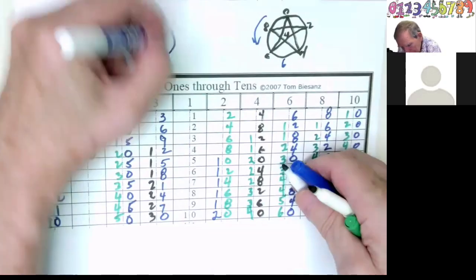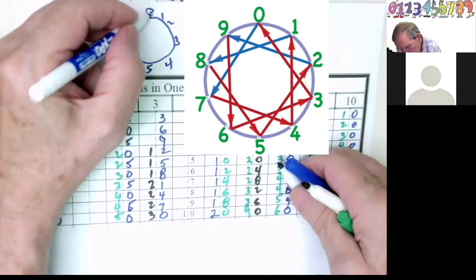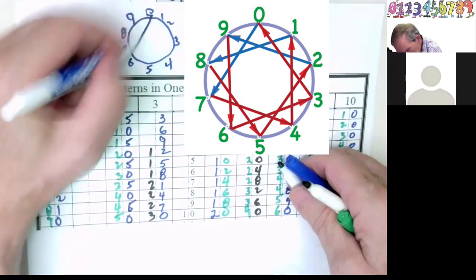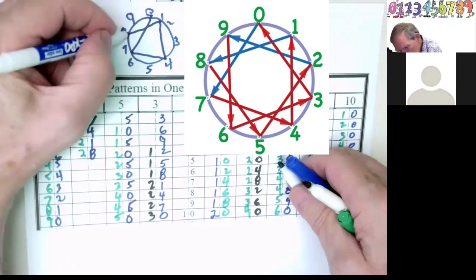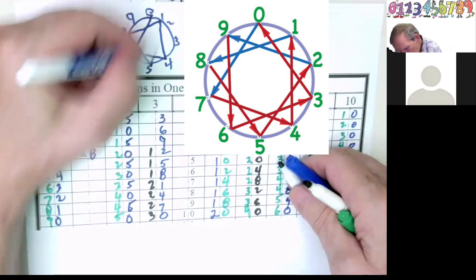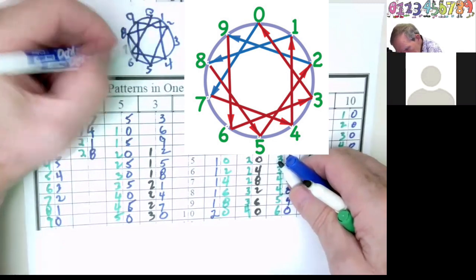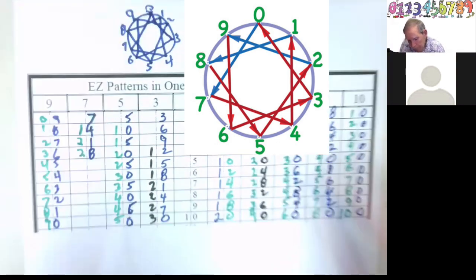Now, we use our wheel. Let's just do our sevens backwards. So 7, 14, 21, 28, 35, 42, 49, 56, 63, 70. Yep. So I remember that.